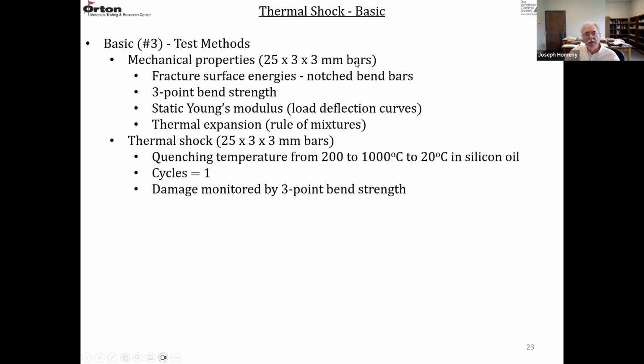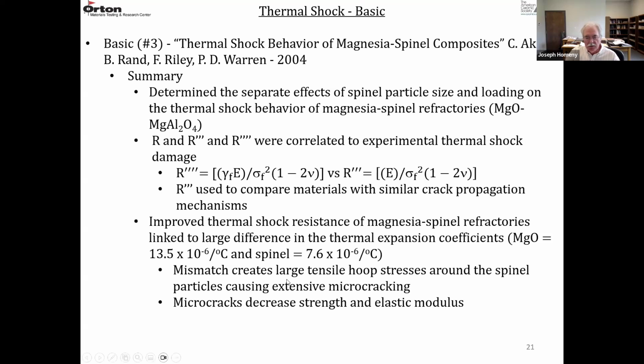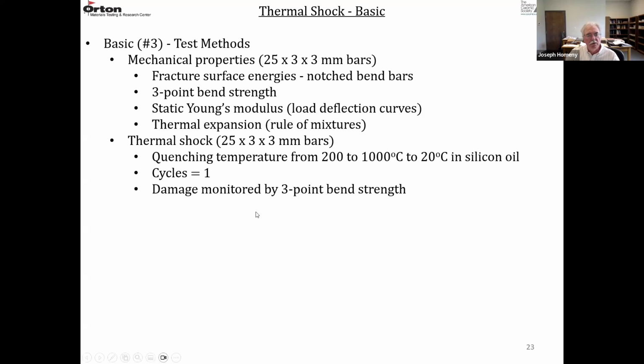So mechanical properties were measured on small bars, 25 by 3 by 3 millimeters. Fracture surface energies were measured on notch bend bars. Strength was a 3-point bend strength. And they got a static Young's modulus off of the load deflection curves from the 3-point bend strength. And they calculated thermal expansion based on a rule of mixtures. You have the 2 end members, MgO with the high thermal expansion and spinel with the low thermal expansion. You can simply use a rule of mixtures to pretty accurately calculate thermal expansion.